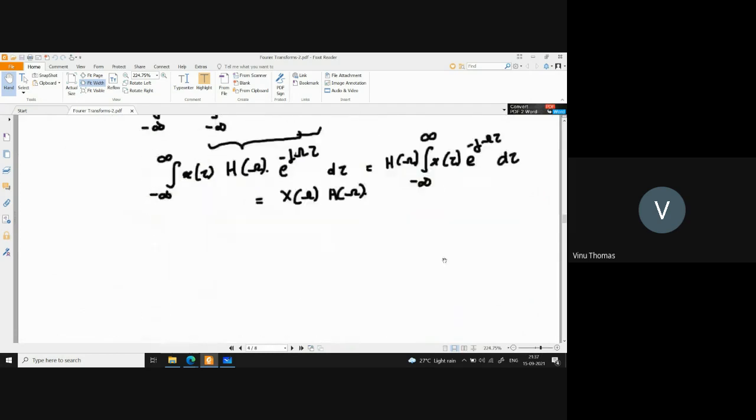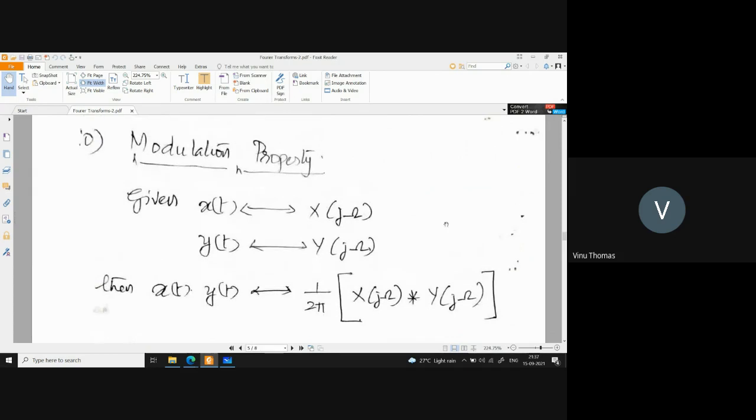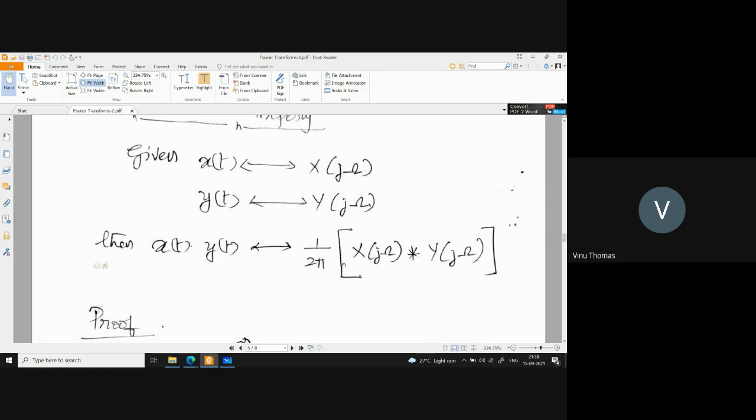And then we move on to the next property, which is the modulation property. The modulation property states that if I multiply the signals in the time domain, as x of t into y of t, then its Fourier transform is 1 by 2 pi into the convolution of x of j omega and y of j omega. That is proved in a similar manner, just like the convolution property.